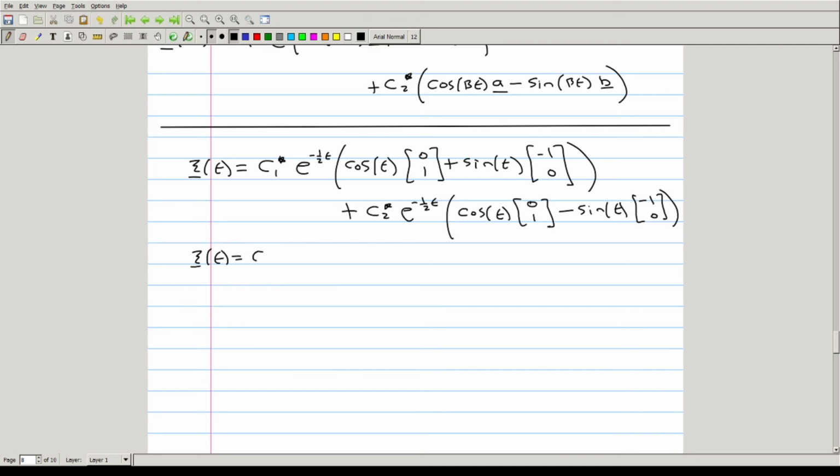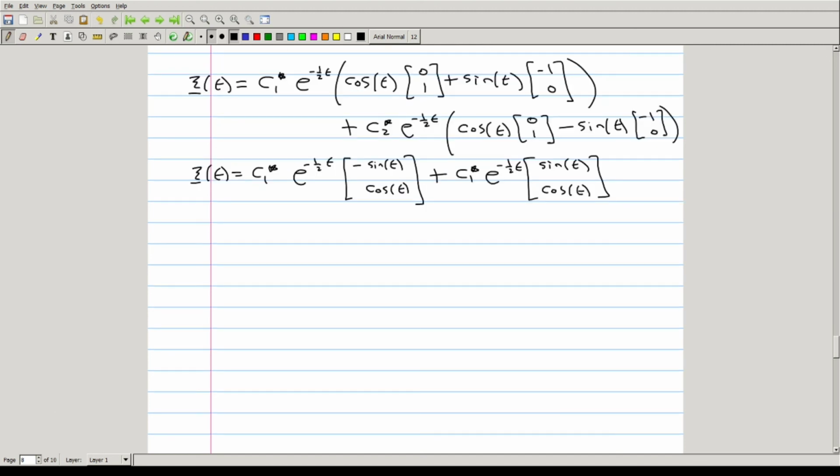Or xi of t is equal to c1 star e to the negative 1/2 t times the vector negative sine of t, cosine of t, plus c2 star e to the negative 1/2 t times the vector positive sine of t, cosine of t. Which is very neat.